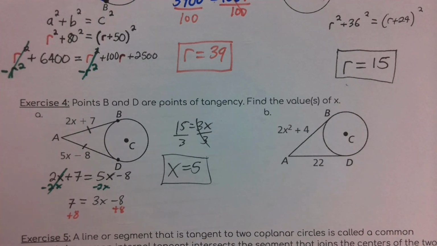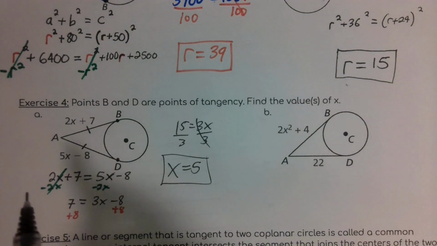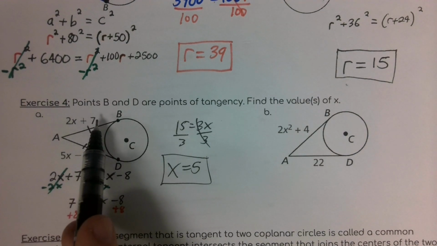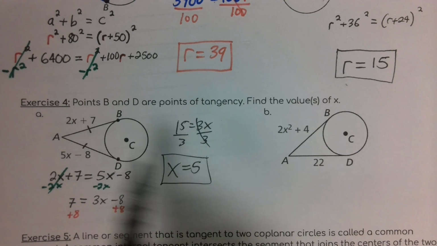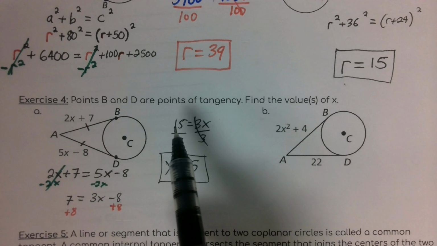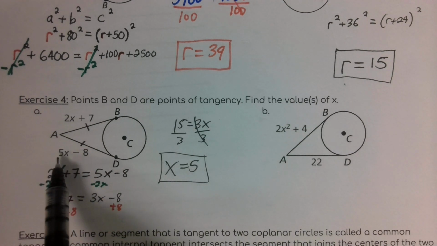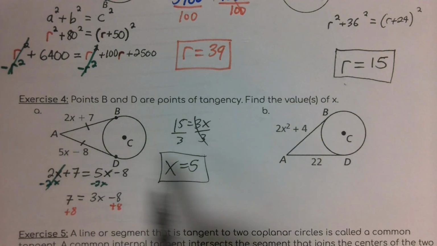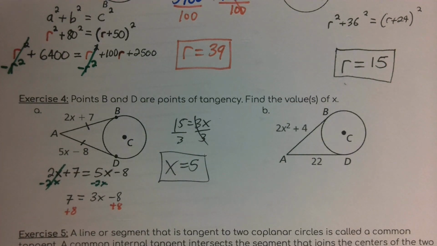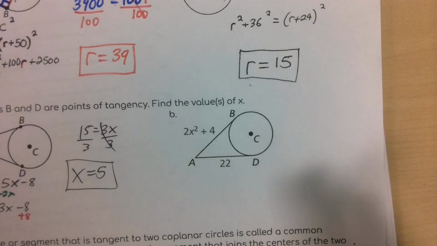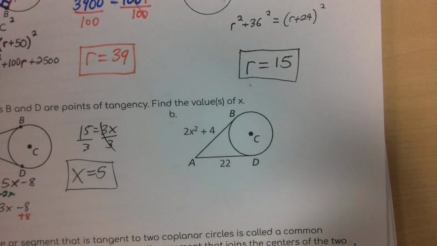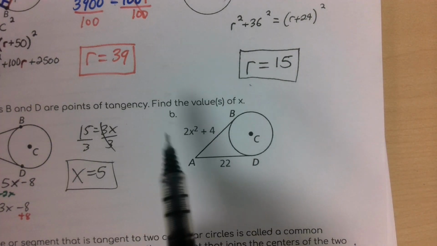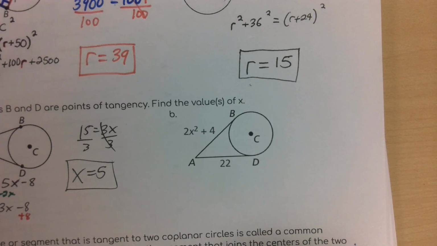You could also check your work by plugging it back in and seeing if the two sides are the same. 2x plus 7 is 2 times 5 plus 7. That's 17. 5x minus 8, that's 5 times 5 minus 8. That's also 17, so we know we did it right. Part B is a little bit trickier. I want you to pause the video and see what values of x work for part B.